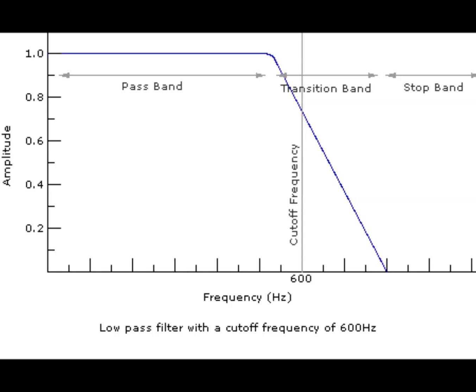This is my voice, unprocessed. This is my voice through a low pass filter with a cutoff frequency of 10 kilohertz. 5 kilohertz. 2.5 kilohertz. 1 kilohertz. 500 hertz. 250 hertz.